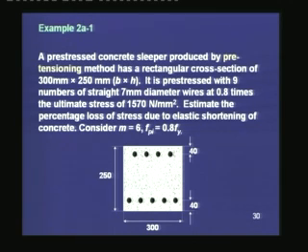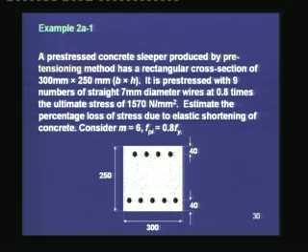Let's use this expression to solve a problem. A prestressed concrete slipper produced by the pretensioning method has a rectangular cross section of 300 by 250 millimeters. It is prestressed with 9 straight wires of 7 millimeter diameter at 80% of the ultimate stress of 1570 Newton per millimeter square. We have to estimate the percentage loss of stress due to elastic shortening of concrete.